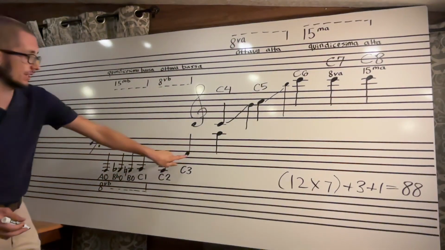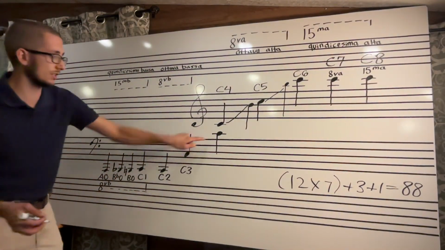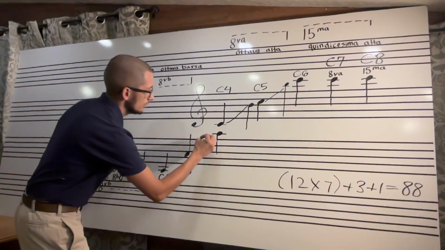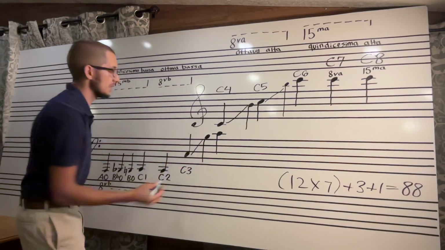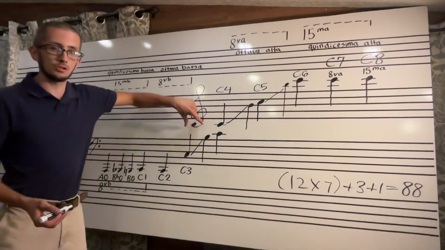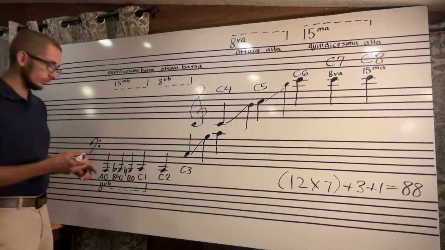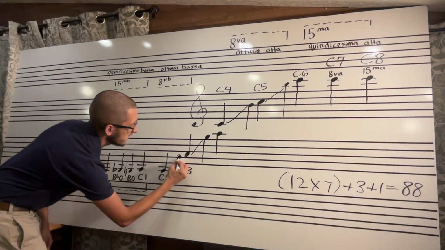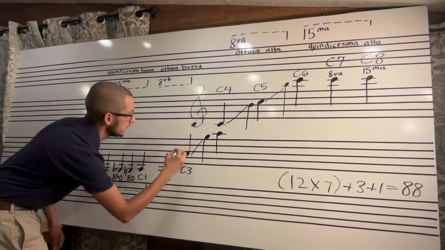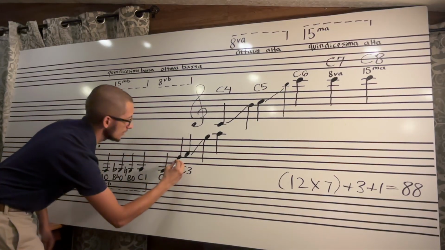It's the same for each of these octaves right here. Each C is the start of a new octave. So everything from this C to this B right here belongs to the 3rd octave. Everything from this C all the way up to this B right here is a part of the second octave.